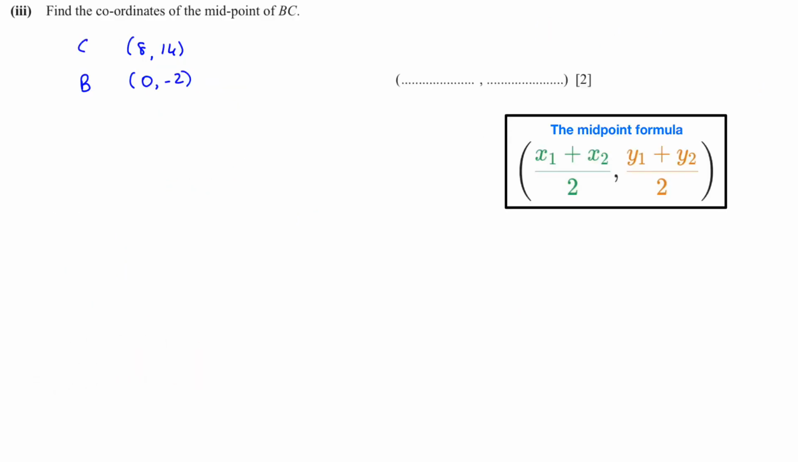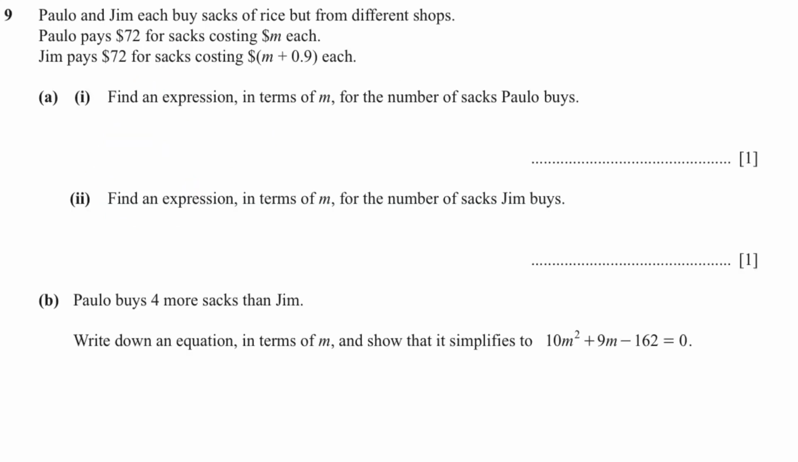This is the midpoint formula: x1 plus x2 divided by 2, y1 plus y2 divided by 2. We want to find the midpoint of BC. This is C and this is B. We will add the two x's, which is 8 plus 0 divided by 2, and 14 plus minus 2 divided by 2. This will give us 4 and 6. So this is the midpoint of BC.